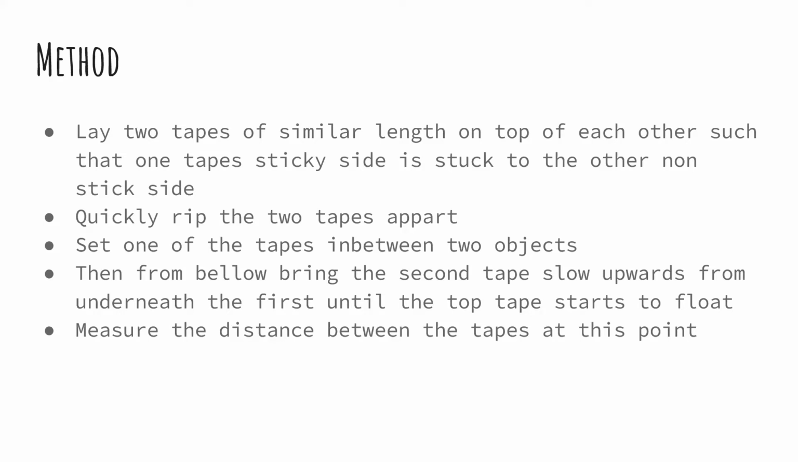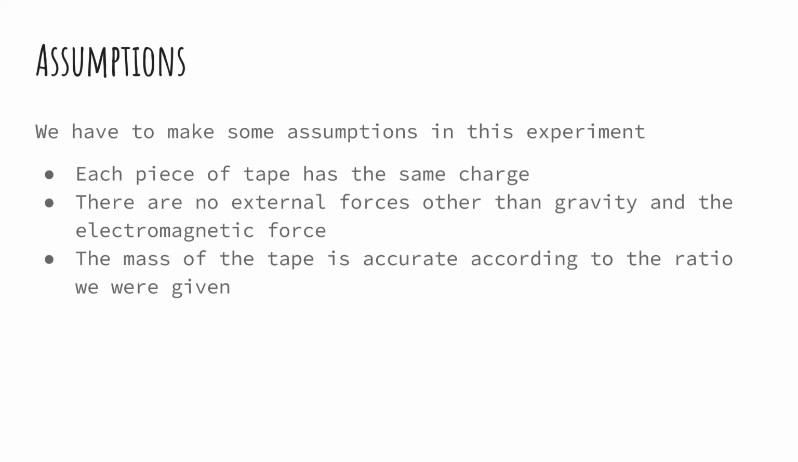We laid two tapes of similar length on top of each other such that one tape's sticky side is stuck to the other's non-sticky side. We quickly ripped the two tapes apart, and we did this for two sets, so that way we got two pieces of tape with the same charge. We set one of the tapes in between two objects. Then from below, we brought the second tape slowly upwards from underneath the first until the top tape started to float. And then we measured the distance between the tapes at this point.